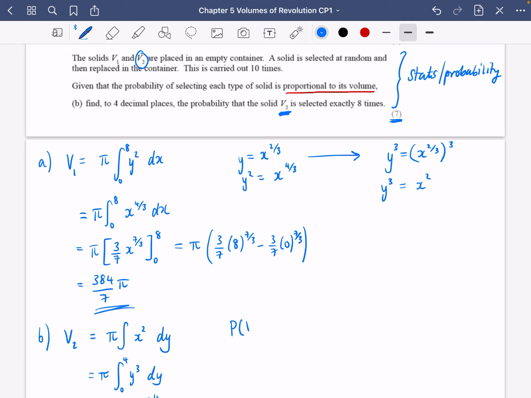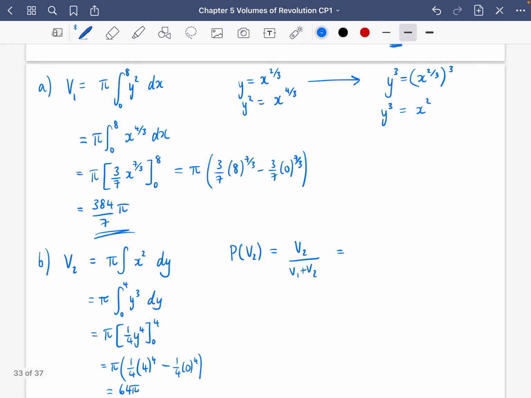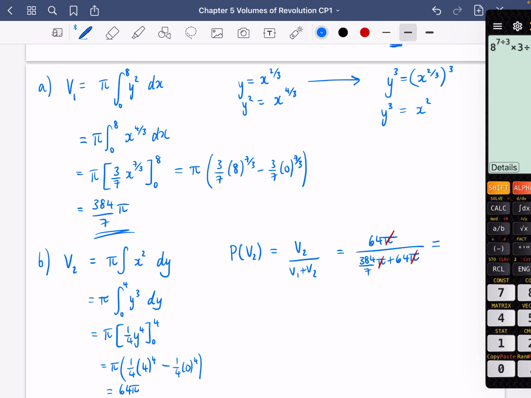So the probability of picking the shape volume 2 would be the volume of 2 divided by the total volume, which is volume 1 plus volume 2. So volume 2 is going to be 64 pi, and the total volume is going to be the 384 over 7 pi plus 64 pi. That should tell you what proportion of the total volume is volume 2. Now, obviously, I can ignore pi in all of these cases, and I'm just going to get this into the calculator.